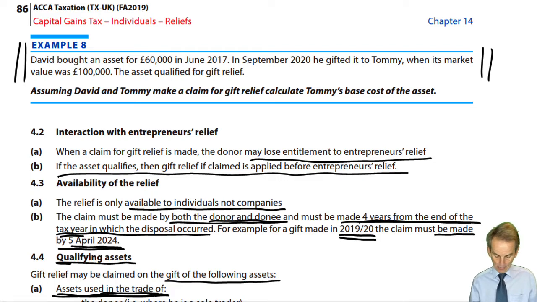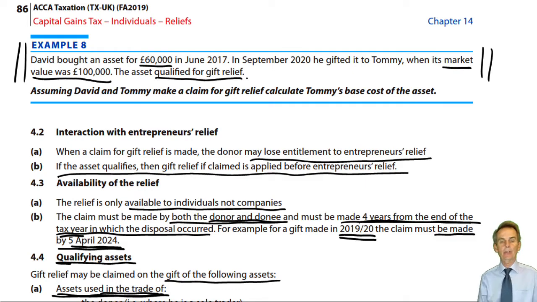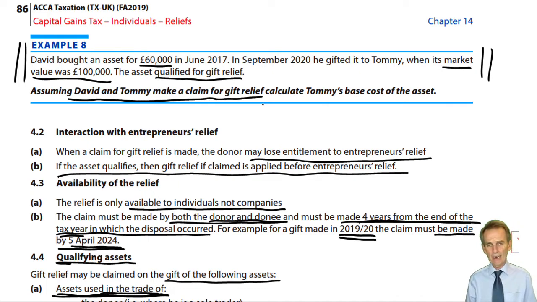Example 8, whereby David had bought an asset for £60,000 in June 17. In September 20, he gifted it to Tommy when its market value was £100,000. The asset qualified for gift relief. Now, obviously, in the exam question, they'll tell you what the asset is. You will have to determine whether that asset does indeed qualify for gift relief. This one does, so it's just the mechanics of gift relief that we need to be able to deal with, because assuming that David and Tommy make a claim for gift relief, remember, it's a joint claim, we need to calculate Tommy's base cost of the asset.